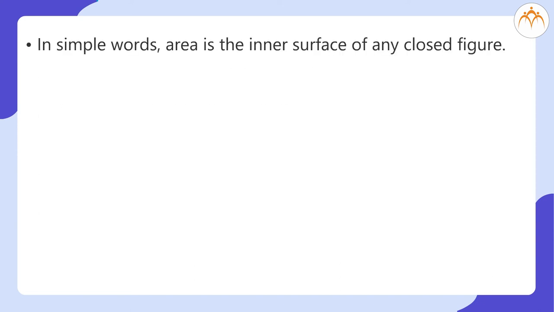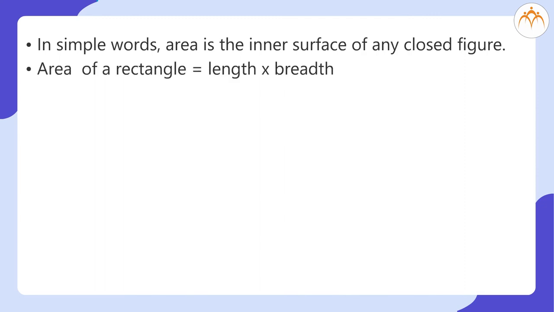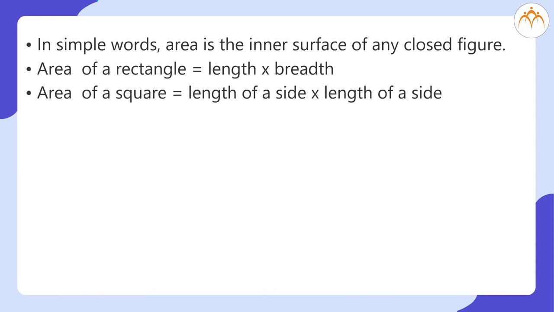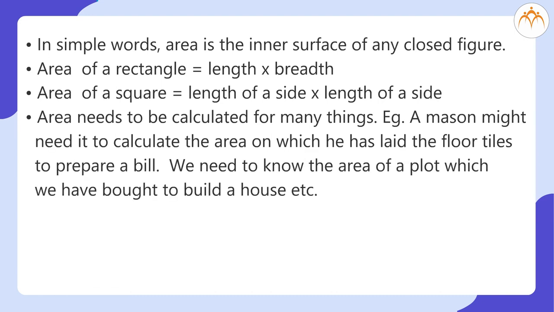In simple words, area is the inner surface of any closed figure. Area of a rectangle is equal to length multiplied by breadth. Area of a square is equal to length of a side multiplied by length of a side. Area needs to be calculated for many things. Example, a mason might need it to calculate the area on which he has laid the floor tiles to prepare a bill. We need to know the area of a plot which we have bought to build a house, etc.